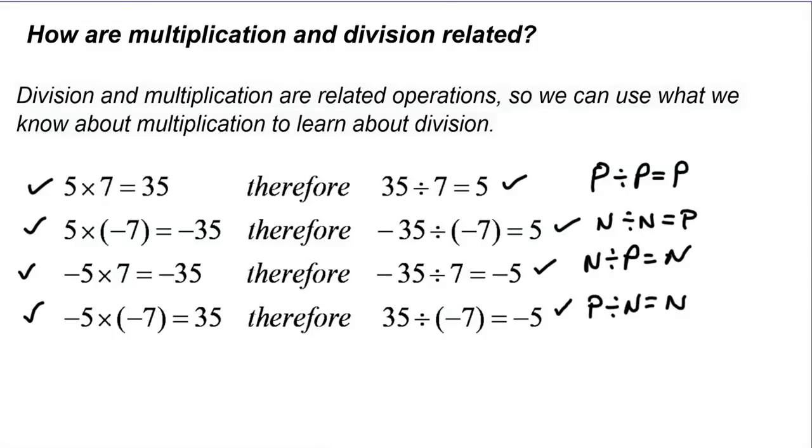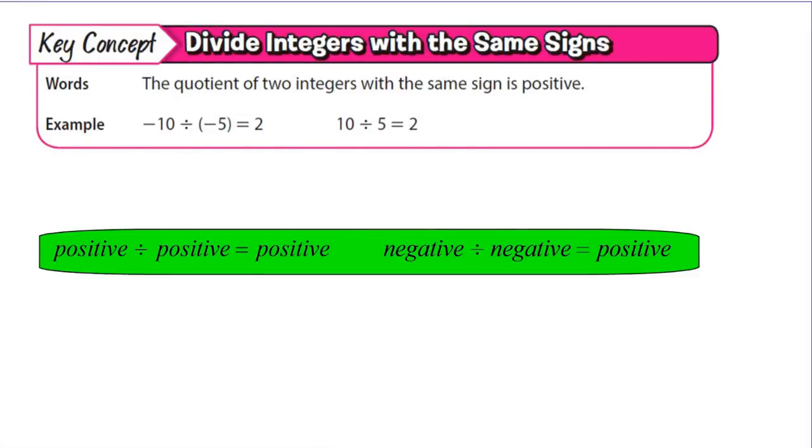Now you'll notice they look very similar to our rules for multiplication, and that's what we're going to see. Now if we divide integers with the same sign, you're going to get a positive, just like you do with multiplication. So a positive divided by a positive is going to be positive, and a negative divided by a negative is also going to be positive. So it's the same rules as for multiplication.